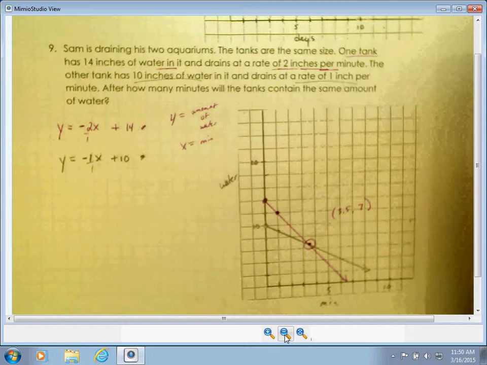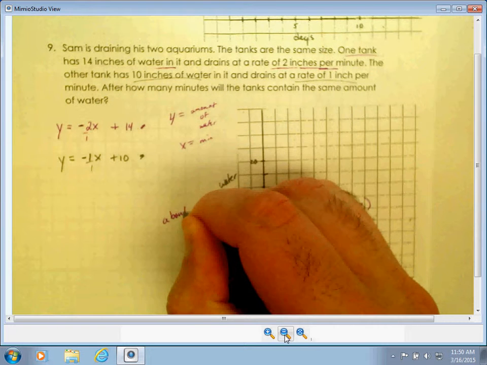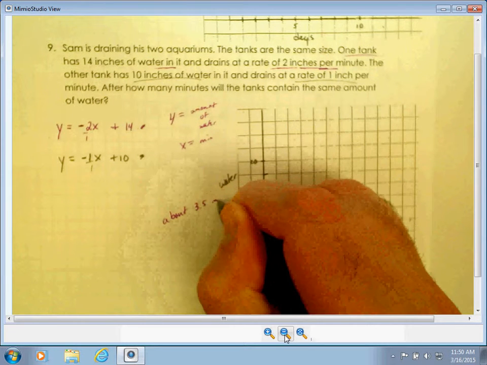So what does this mean? It says how many minutes will the tanks contain the same amount of water? It looks like about 3.5 minutes. And there'll be 7 inches of water left in it.